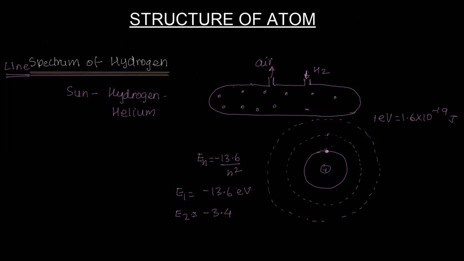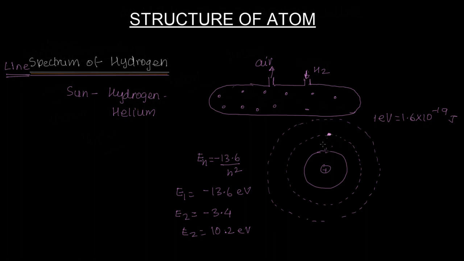Now, if you give an energy equal to the difference between E2 and E1, and E2 minus E1 is 10.2 electron volts, this electron will no longer be found here. It'll vanish from here. It'll create a vacancy here. It'll not be found here. It'll now be found here.